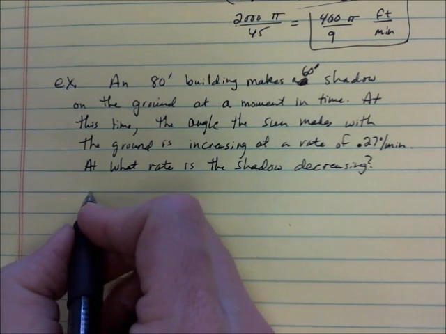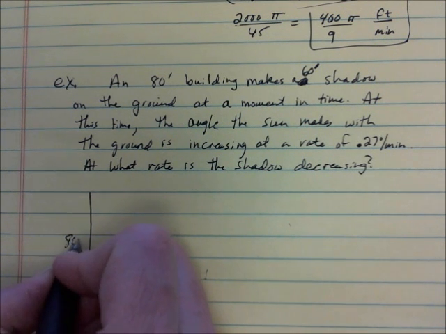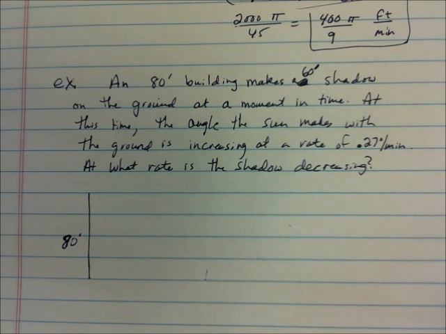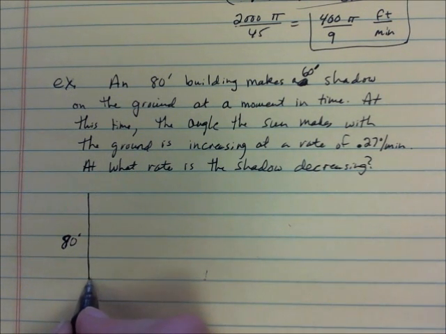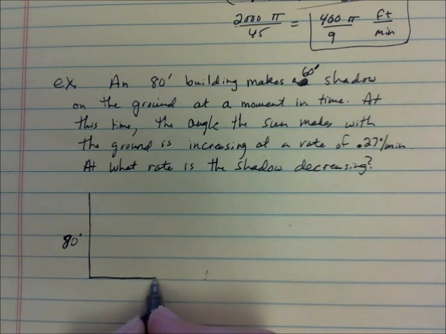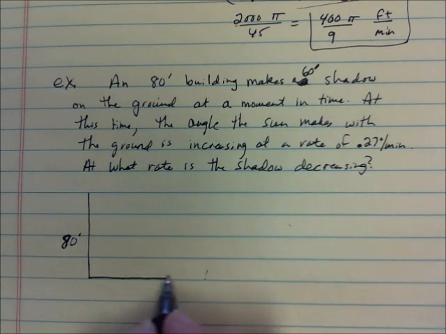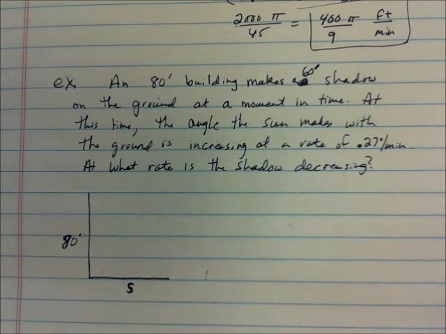And in this example, here's an 80-foot building. We know that does not change, so we can label this as 80 feet. Now what's happening is that there's a 60-foot shadow that's being cast on the ground, and remember that shadows decrease or increase over time. So here's the shadow. I'm not going to put 60 here right now because this is a variable. I guess I'll just call this S for shadow, even though I don't like to use the letter S because they look like 5s. But here's S for shadow.